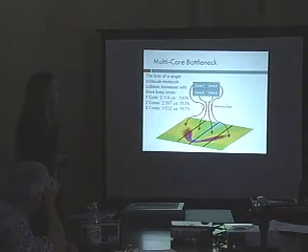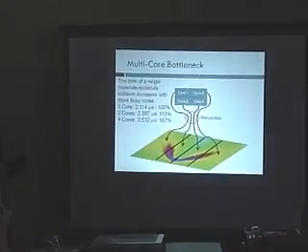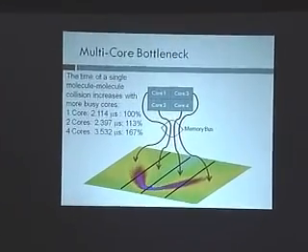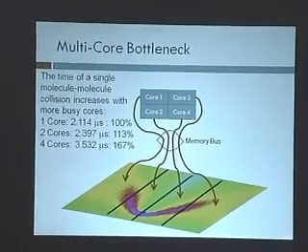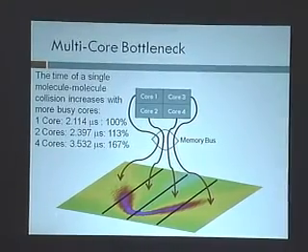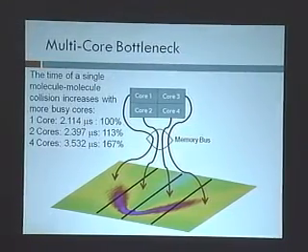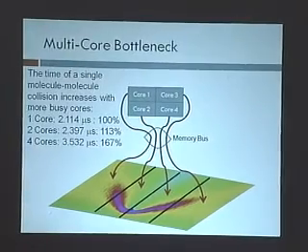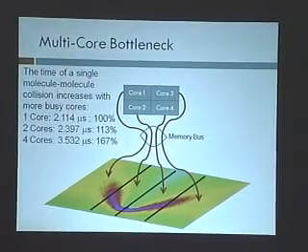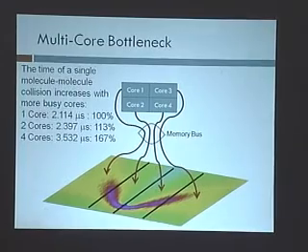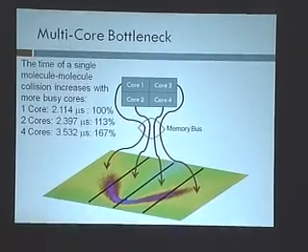And you see, when one core was doing it, it took 2.1 microseconds. And when 2 cores were doing the same calculation, each core took about 2.4 microseconds. So because they had a shared memory, they took longer. And with 4 cores, it was 3.5 microseconds. So it really slows it down in terms of memory.